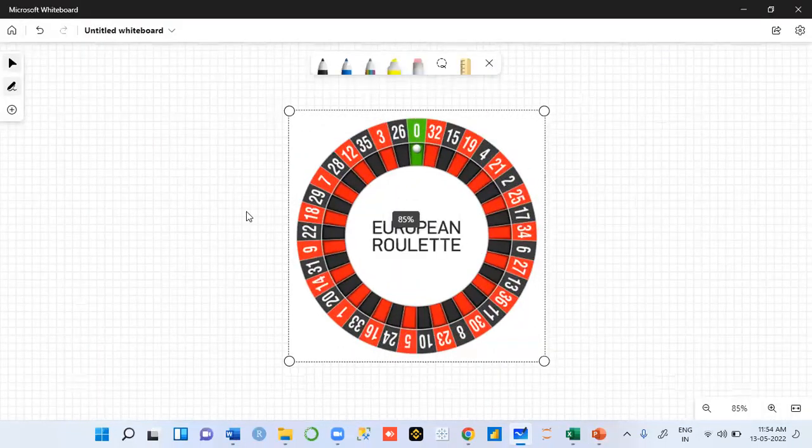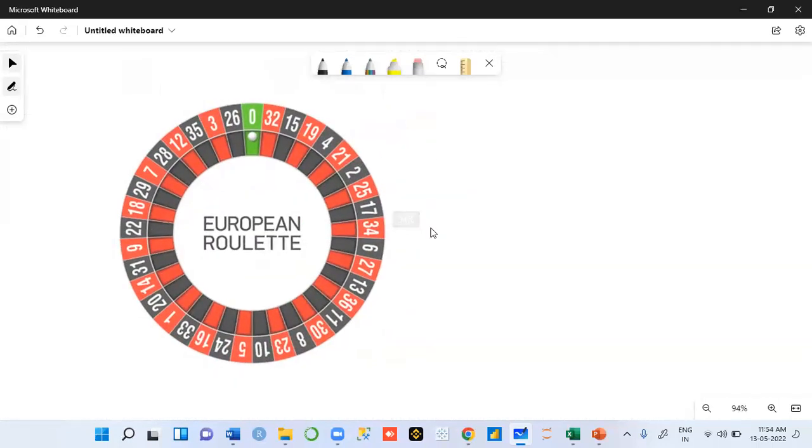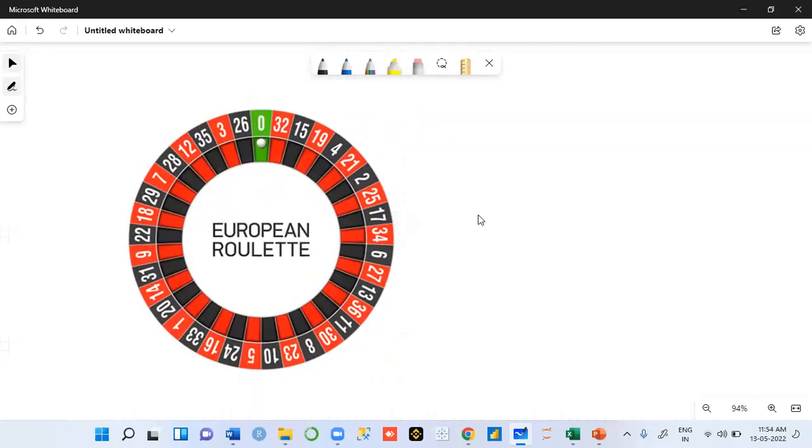Have you seen this type of roulette? Have you played? Never play. Okay. In which movie have you seen it? James Bond. Okay, friends, how many types of color do we have? Three. Red color, black color and green color.